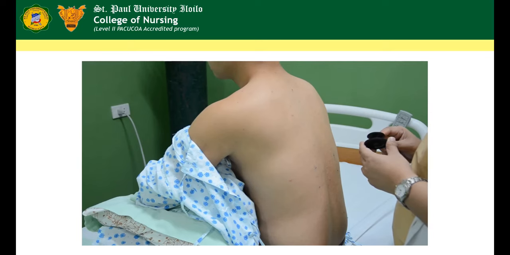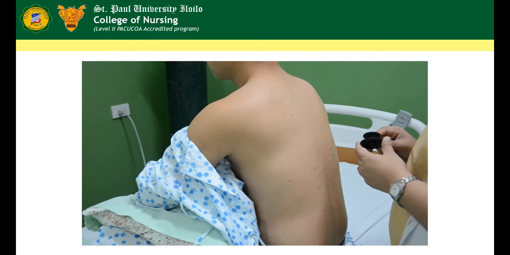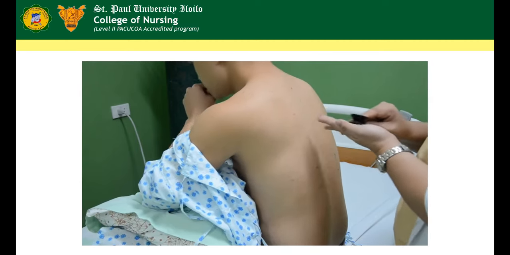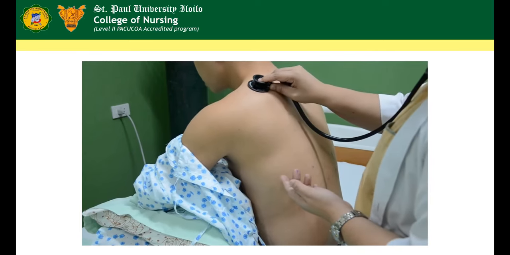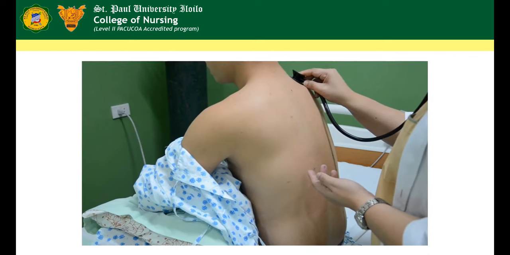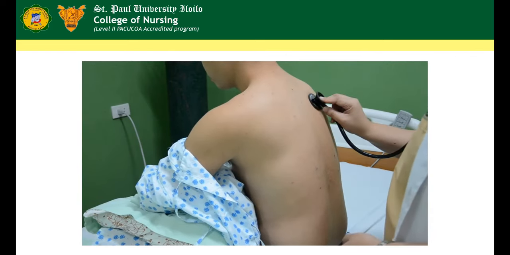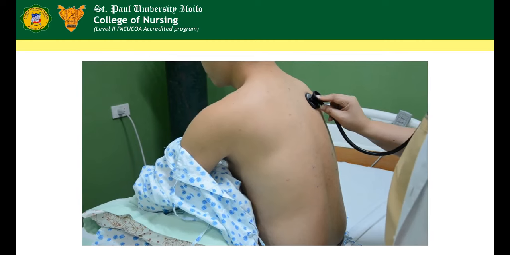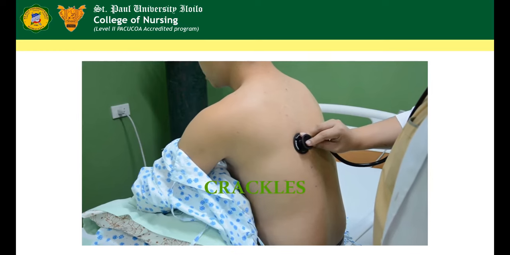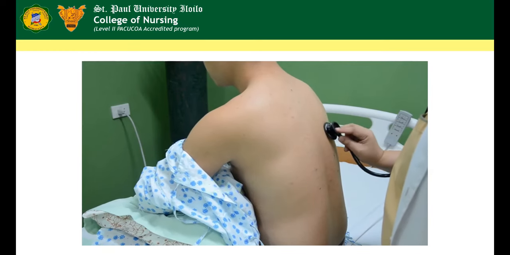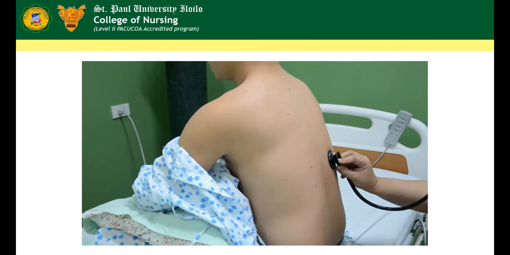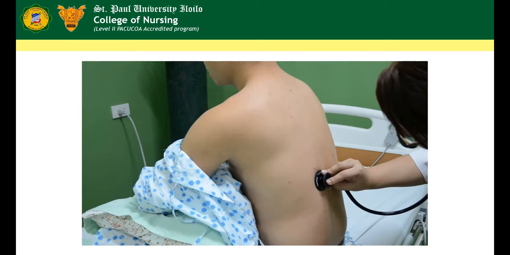Auscultate the posterior chest starting at the apices at cervical 7 to the bases at approximately thoracic 10, and laterally from the axilla down to approximately the 8th rib. Auscultate with the diaphragm through complete inspiration and expiration at each site. Note pitch, intensity, duration of inspiration and expiration, and any adventitious breath sounds.